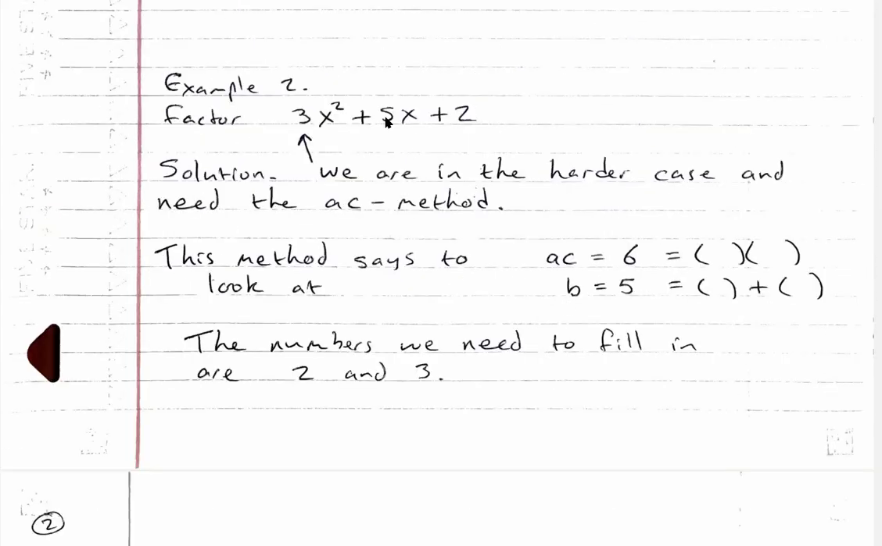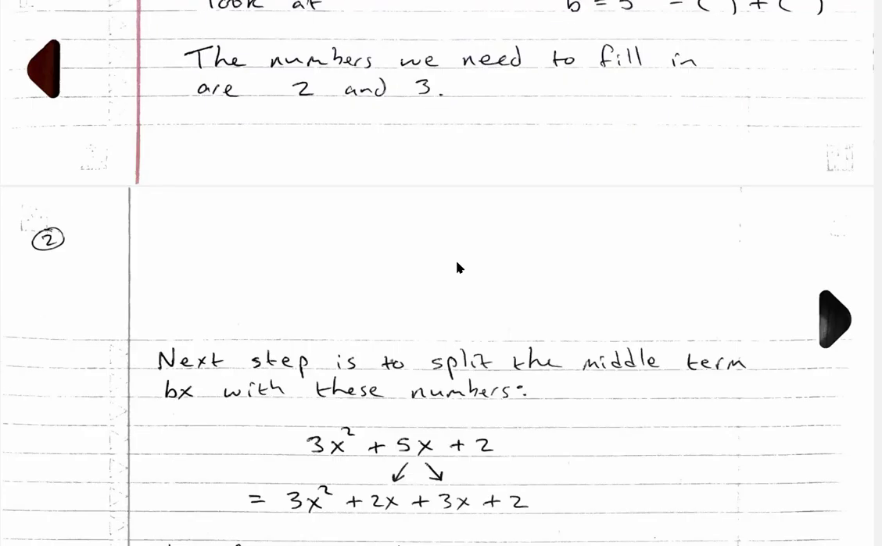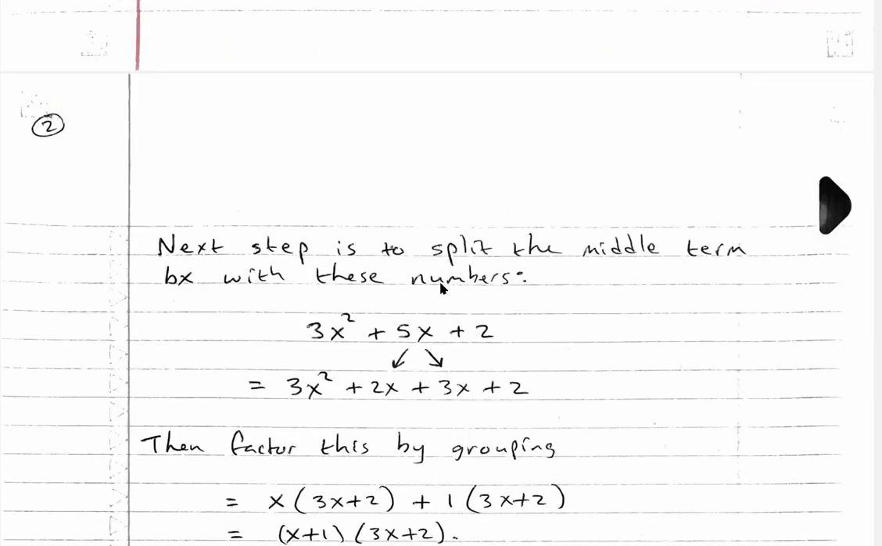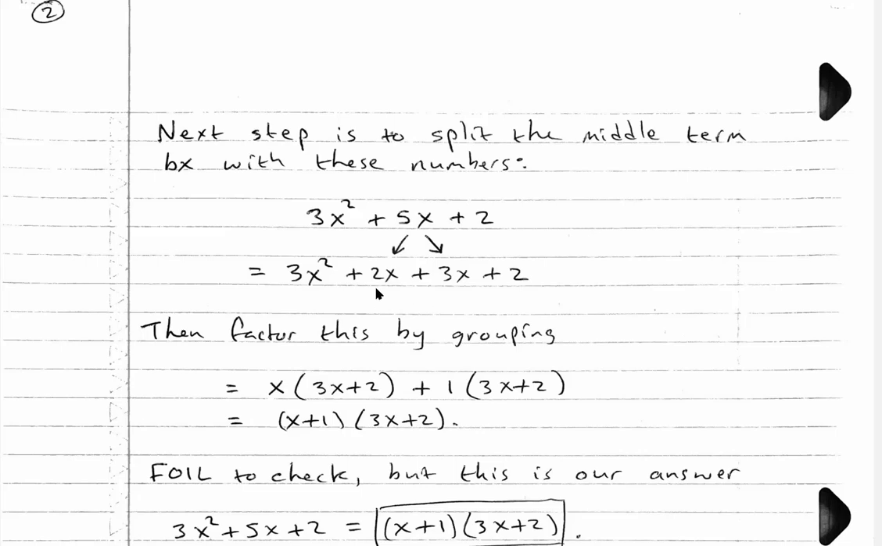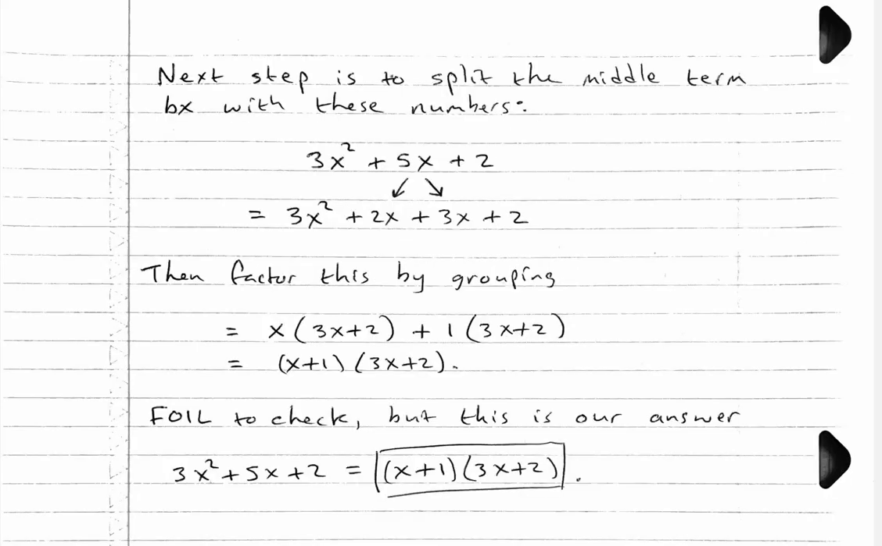So now b is 5. So 5 is 2 plus 3, so we're going to split the middle term. This 5x turns into 2x plus 3x. And why is that useful? Well, now we can factor by grouping. Take out the greatest common factor from the first two, and separately take out the greatest common factor from these two.